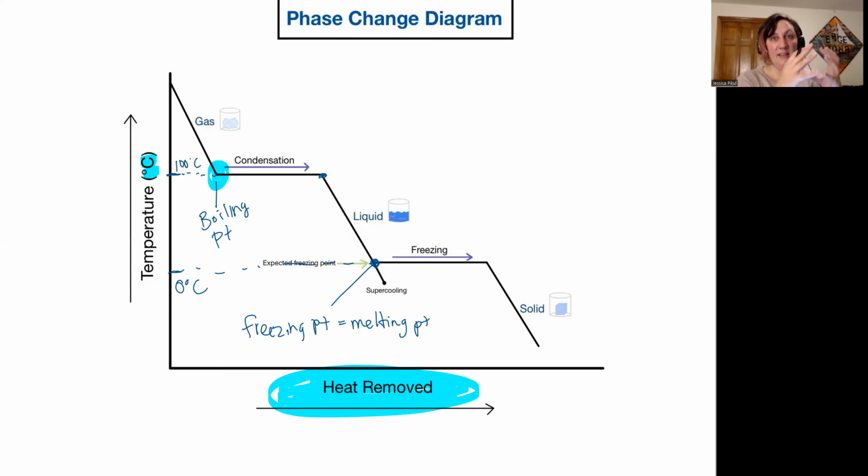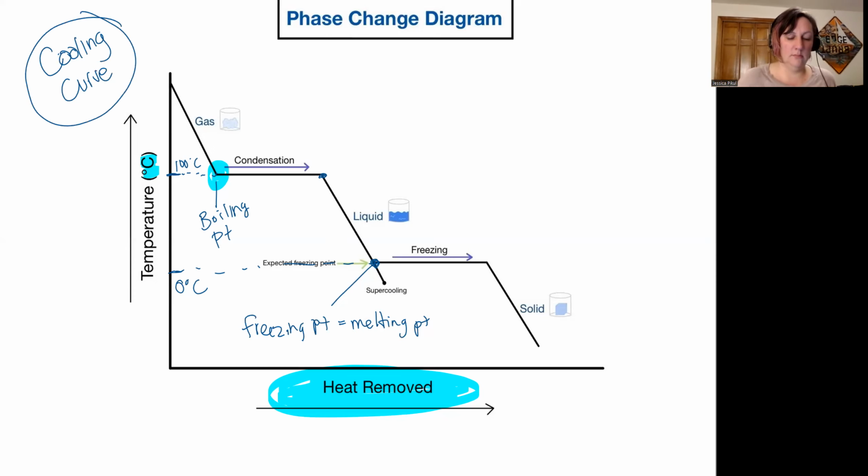And then as that liquid converts into a solid, and for a while it'll have both of those phases present, the temperature will remain constant. It'll be 0 degrees Celsius. And then once everything is a solid, then the temperature will start decreasing more and more. And so this is called a cooling curve, as well, that we kind of represent this graphically.